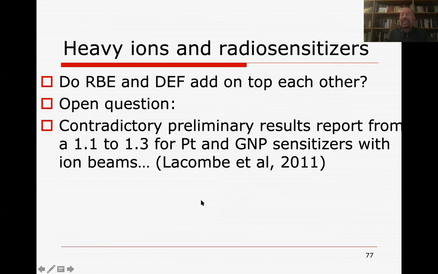And concerning the radiosensitizers, of course, also here, it is not clear whether radiosensitizers like gold nanoparticles work. There is also a matter of cross-section here. You have to hit the nanoparticle. Some data seem to show that there is a 10%, 30% radiosensitization when you use platinum or gold nanoparticles with ion beams. And this concludes this lecture, and we'll be happy to discuss it next time.